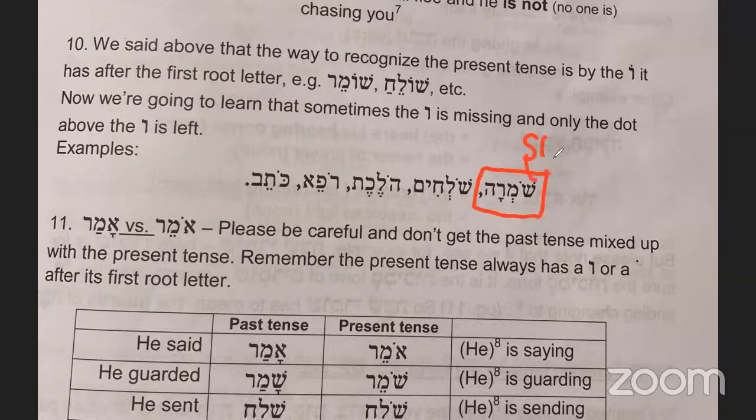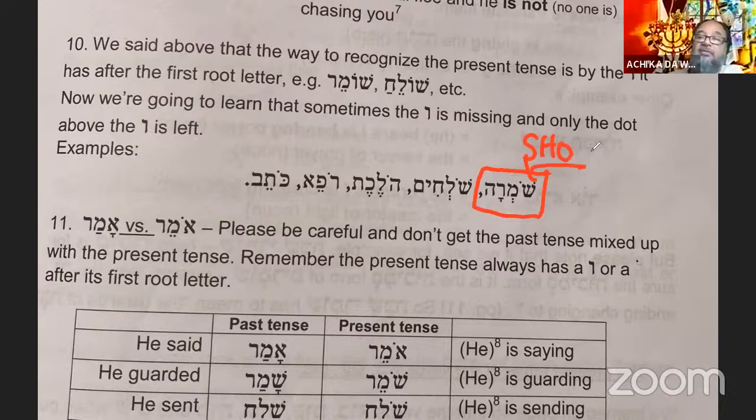Shamara. Shamara, thank you. Okay, Shomara. That's three. Okay, how do you say the next one?